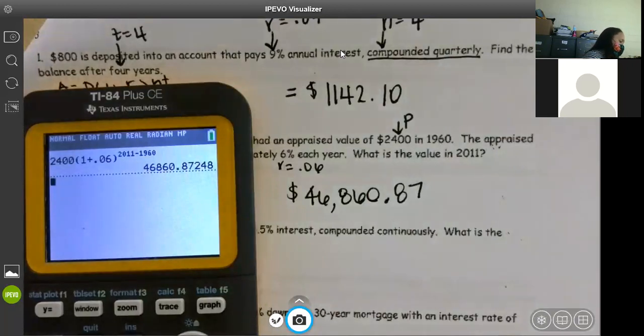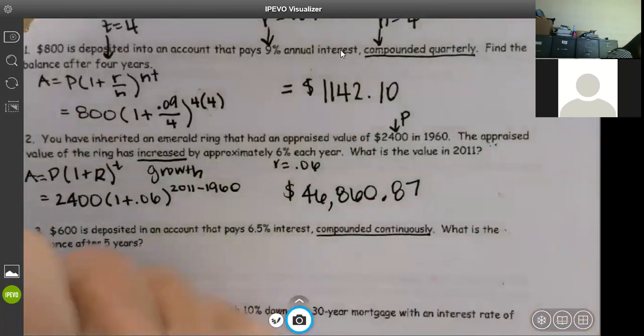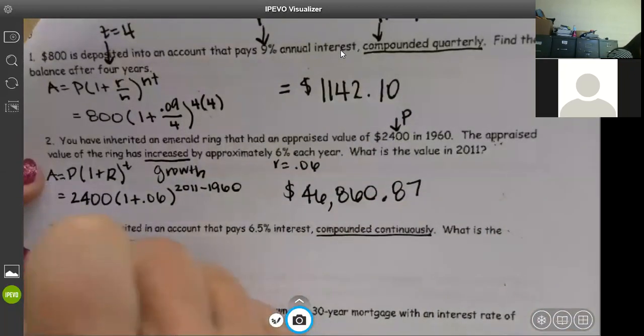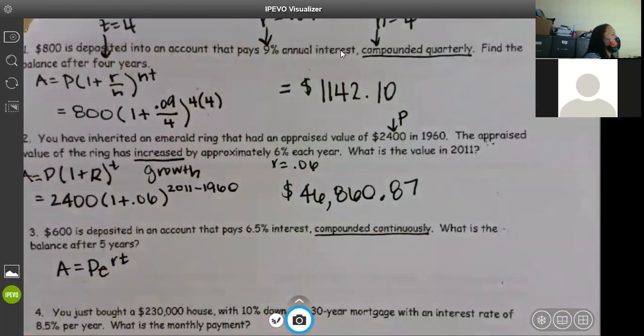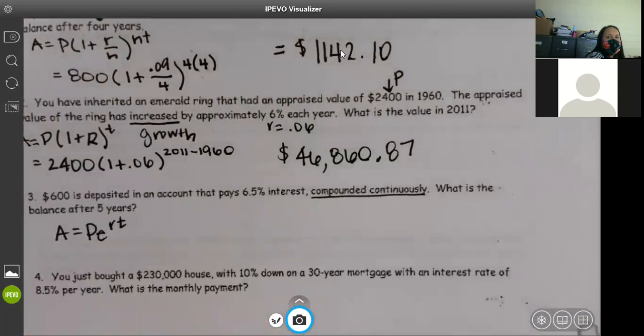Which formula do we use? What does it say? Compounded continuously. So the PERT formula. Remember that we learned that E was just like pi. It's a letter that represents a specific number. So you're not plugging in for E ever. Okay, so your E should stay in your formula. So $600 is deposited into an account that pays 6.5% interest compounded continuously. What is the balance after 5 years?